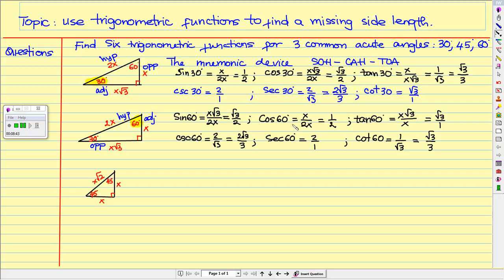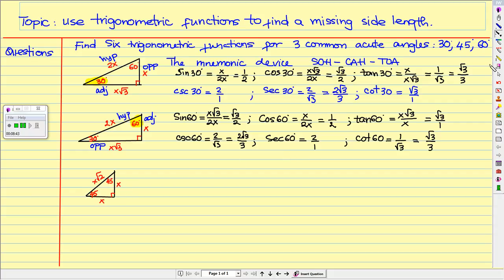So sine of 60 degrees is square root of 3 over 2. Cosine of 60 degrees is 1/2. Tangent of 60 degrees is square root of 3 over 1. Cosecant of 60 degrees is 2 square root of 3 over 3. Secant of 60 degrees is 2 over 1. And lastly, cotangent of 60 degrees is square root of 3 over 3.